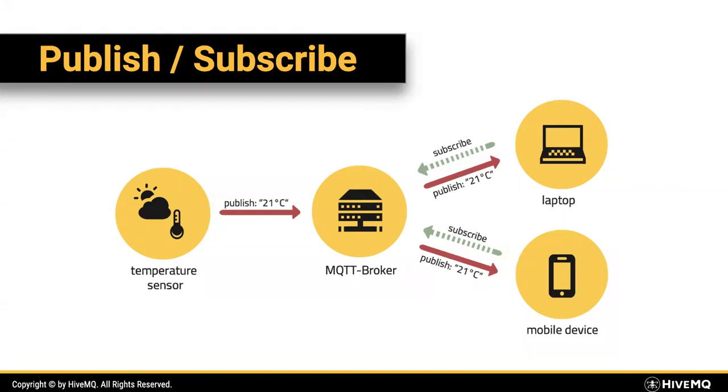And the cool thing is, if you have a temperature sensor on the left, which publishes data, which sends data to the broker, the broker can distribute this piece of data to any device, to any application which is interested in this data. The temperature sensor never needs to know what consumers may be there. And the consumers also don't necessarily need to know that this is a temperature sensor. It's really about the data. And this is a classic publish-subscribe model.